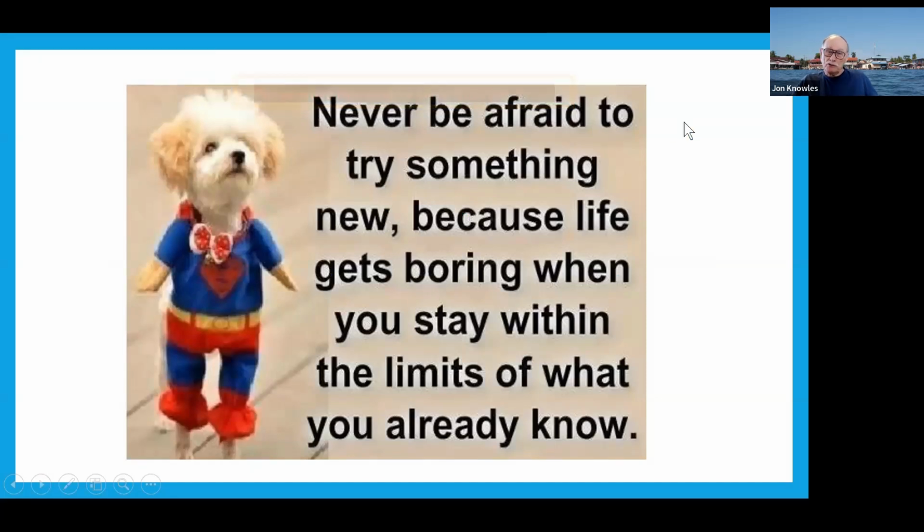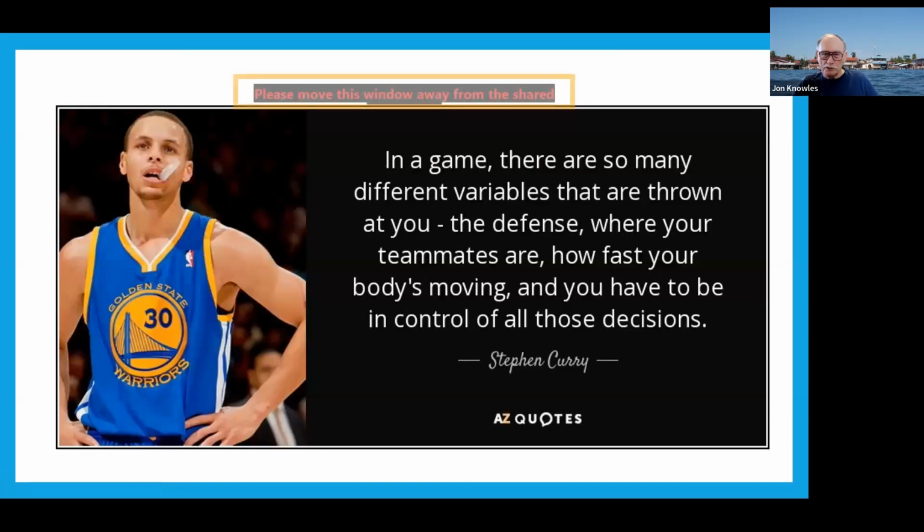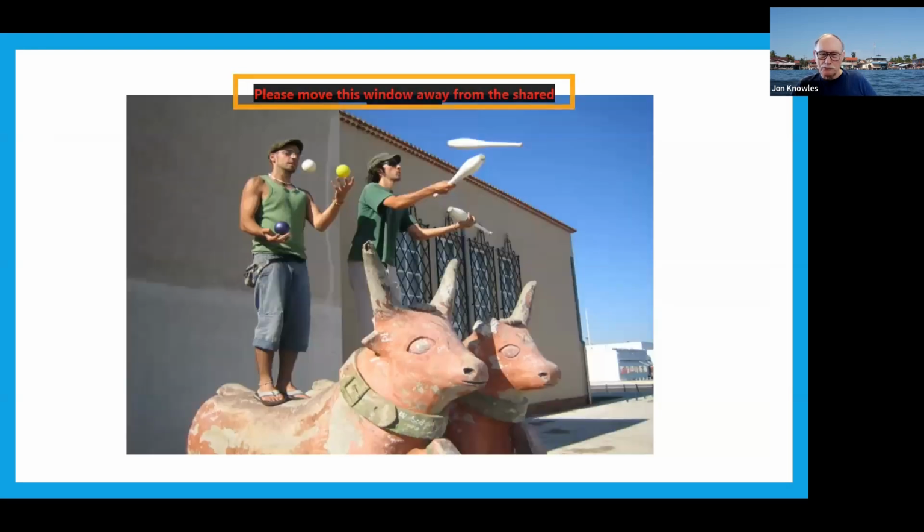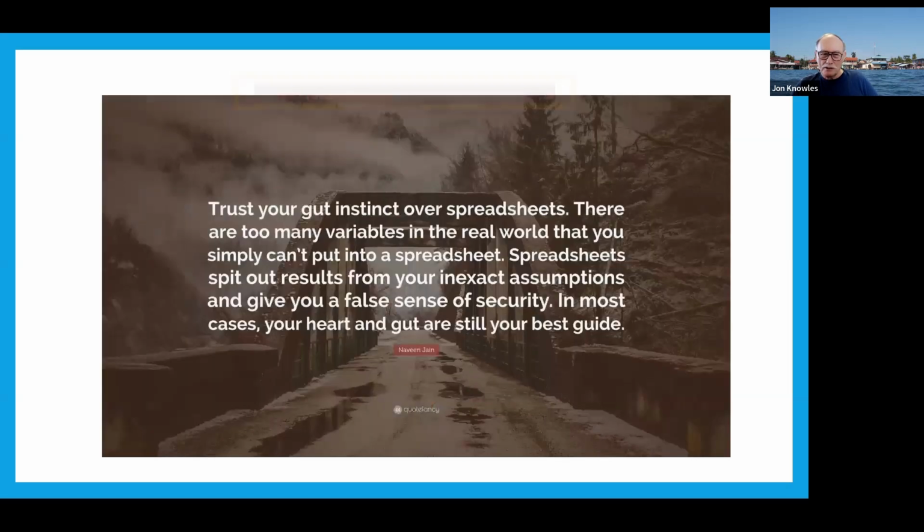So never be afraid to try something new, because life gets boring when you stay within the limits of what you already know. In a game, there are so many different variables that are thrown at you: the defense, where your teammates are, how fast your body's moving, and you have to be in control of all these decisions. Stephen Curry, who's the best shooter in the history of the NBA, and he's talking about variables here, which is what I'm referring to. So in other words, what variables to choose to conduct the experiments that we did? It can be very tricky.